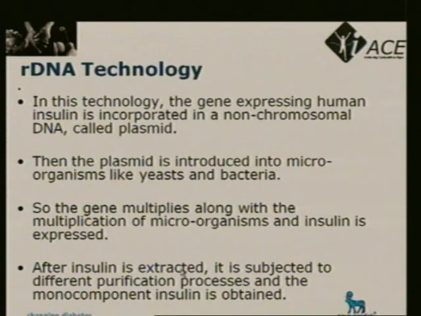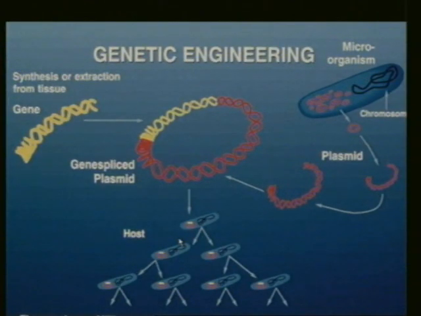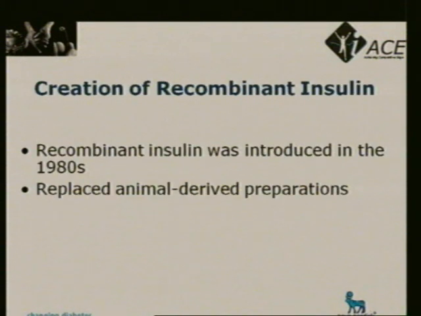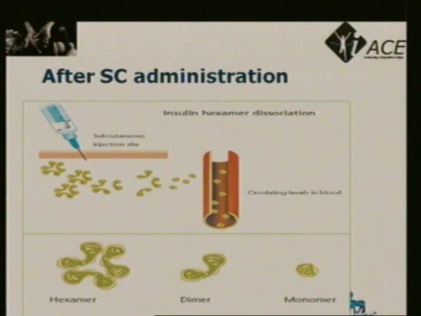After insulin is extracted, it is subjected to purification processes and the monocomponent insulin is obtained. This is a mere demonstration of the technology, the recombinant DNA technology. And the various organisms which have been used for the synthesis of insulin include Saccharomyces or E. coli. And recombinant DNA insulin was first introduced in the 1980s, which replaced the animal-derived preparations that we were alluding to earlier.